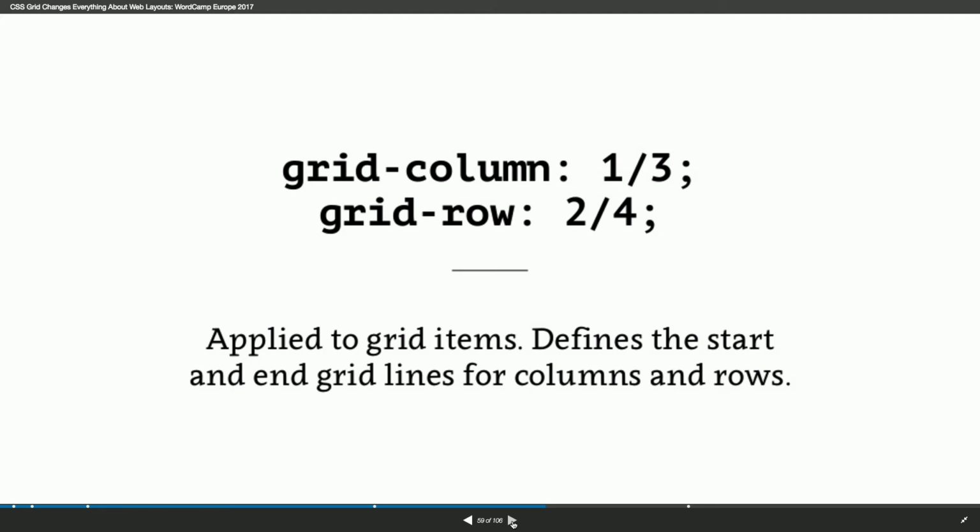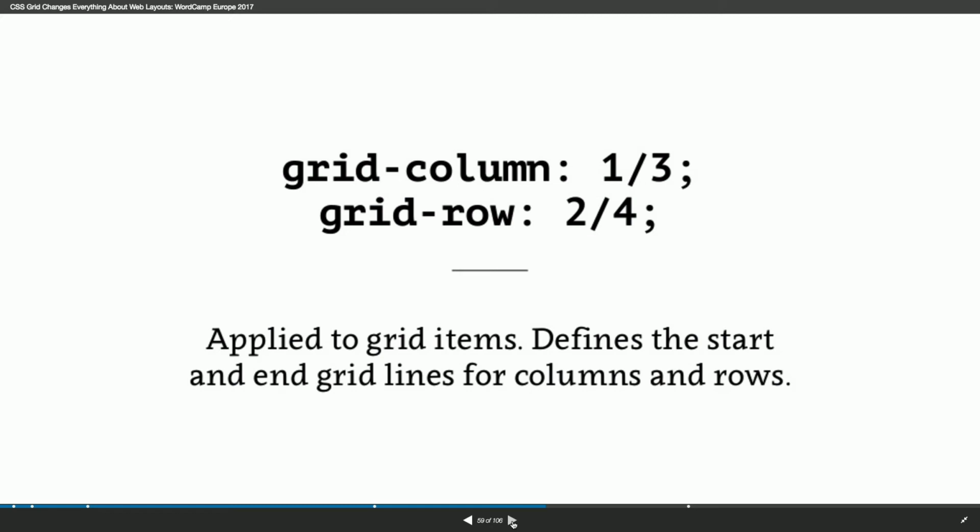And this is the most common, I think, or the easiest: grid-column and grid-row. These are applied to grid items and define the start and end grid lines for columns and rows. So that's why I said lines are important. When you place items on the grid this way, you won't say that you want it on the first column, or from the first column to the third, but you say, I want it from the first line to the third.